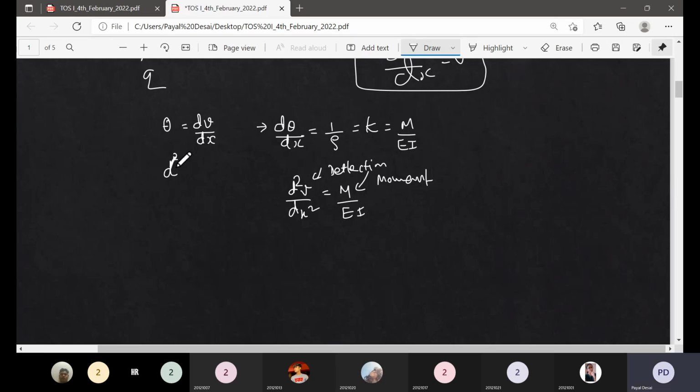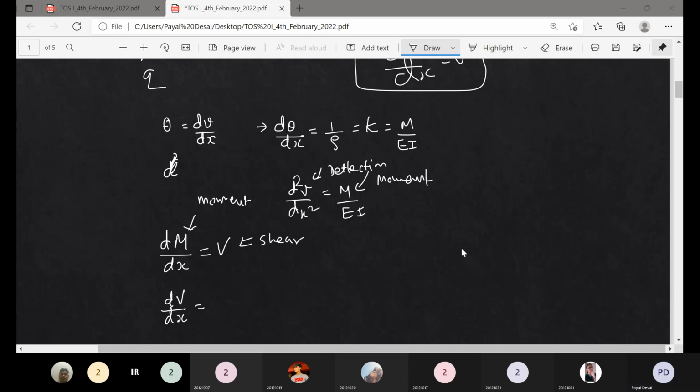Okay, and now we have another relationship, that is dM by dx equal to V. So this is moment, this is shear. And we have another relationship, that is dV by dx equal to, it was minus q. So the negative sign is for downward loading. So this is loading and this is shear. Okay, now I told you this is second order.